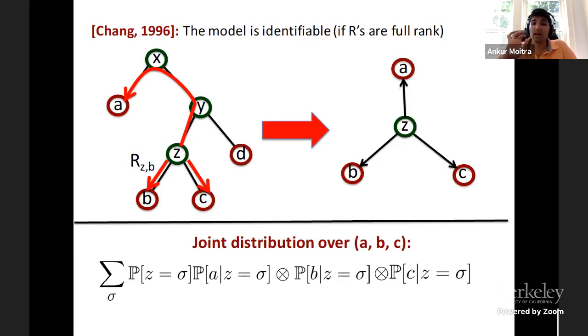And that's something that I can now estimate from my data. So I can compute what this tensor is, and then I can compute its tensor decomposition. And that's unique under pretty general conditions. You just need that these vectors are all linearly independent, which happens in a lot of models. And then you can actually uniquely recover these conditional distributions, which describe the transition rules of how you get from Z to A, Z to B, and Z to C.